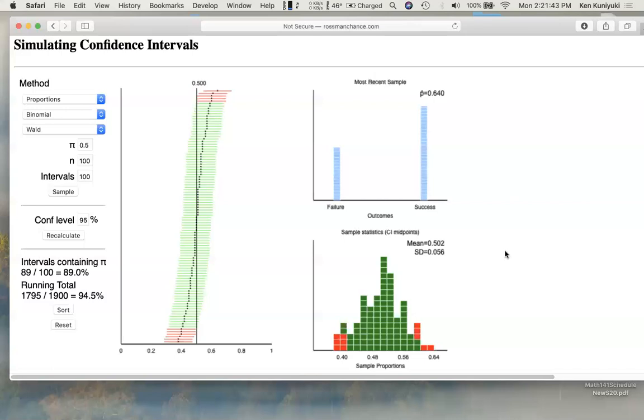In which case, you have a bunch of simulations. Maybe you don't have to know that much theory. Run a bunch of simulations and look for the middle 95% of sample proportions.